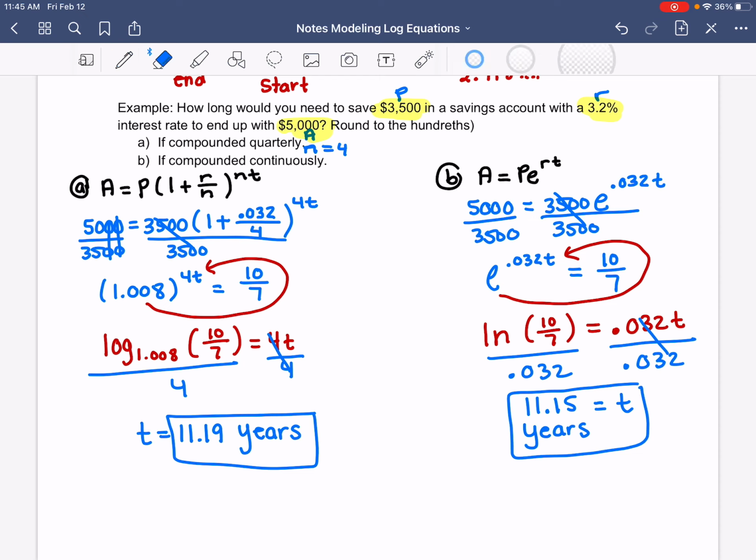So it's going to be faster. Oops, I meant the highlighter. It's going to be faster, 11.15 instead of 11.19, if it's compounded continuously. That means that they go in and add money all the time, you're earning interest, rather than just 4 times a year they go in and add the interest. So it makes a bigger deal when you have more money and better interest rates, but it wouldn't take that much longer.